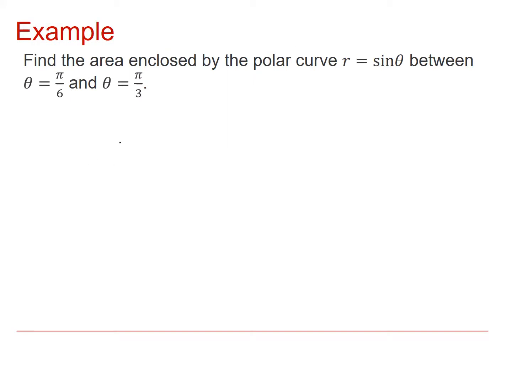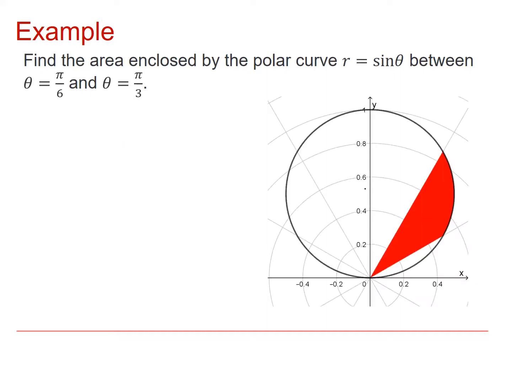Let's have a look at the area enclosed by the polar curve r equals sine theta between theta is pi by 6 and pi by 3. For that curve, r equals sine theta is the circle, and there's the area I'm interested in between pi by 6 and pi by 3.